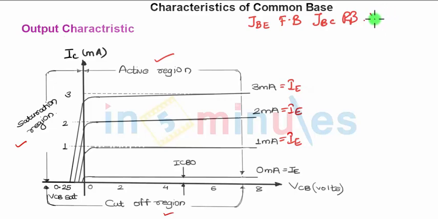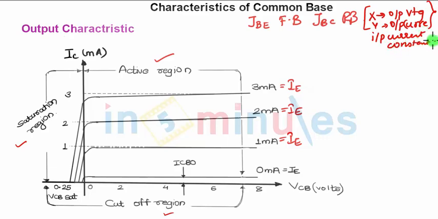In output characteristics, on the x axis you always have output voltage, and on the y axis you always have output current, and we are measuring this by keeping the input current constant. This is the standard method of plotting the graph for the output characteristics. On the x axis we have output voltage, on the y axis we have output current, keeping input current constant.